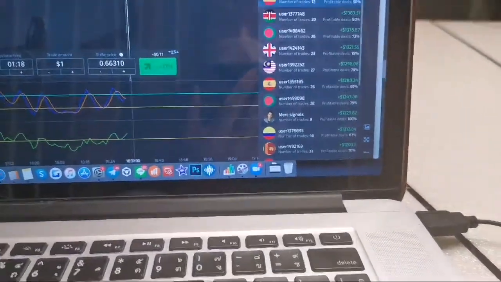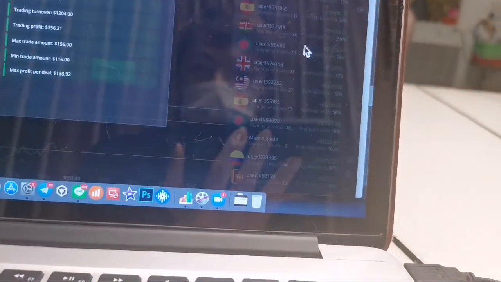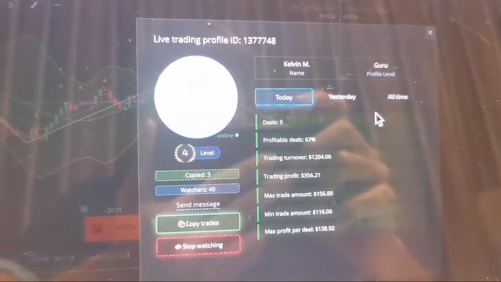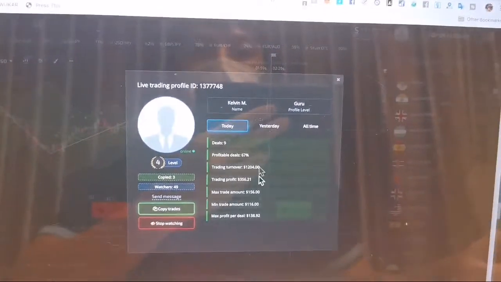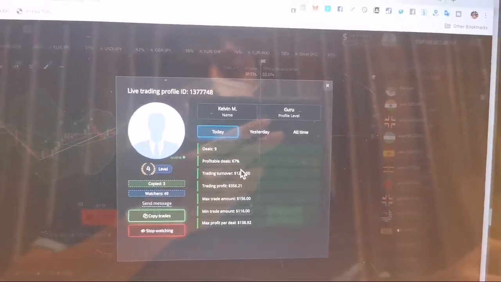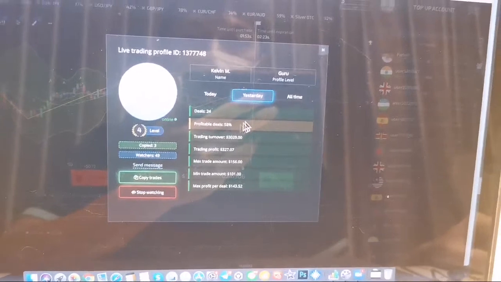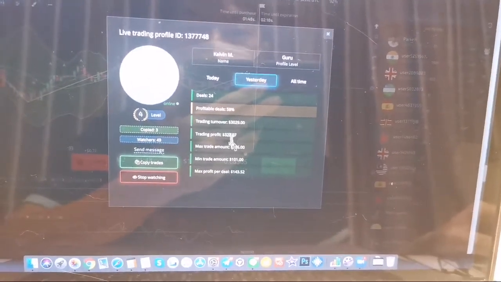Okay, let's just give you an example. I'm randomly going to click someone who has been profitable in the last X number of hours, and give you a little idea about how I assess. I have different ways of assessing, but I just want to show you at a very basic level. Today: 9 deals, 67% profitable. The range of trading is not bad. Yesterday 58%, and his yield yesterday is still positive, which is okay.